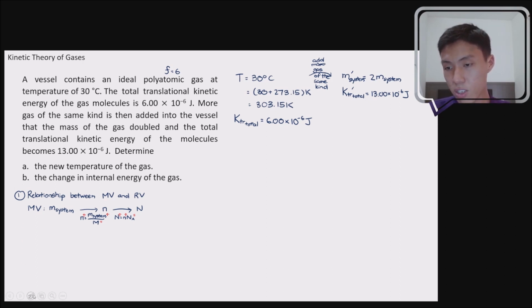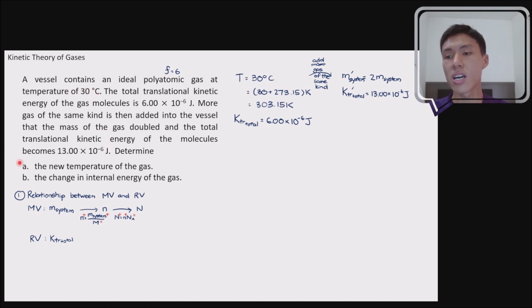But what is the responding variable? What do we observe? Well, we observe the translational kinetic energy changes from 6 times 10 to the power negative 6 joule to 13 times 10 to the power negative 6 joule. So what has changed is the KTR total. Okay, they didn't mention that you change the temperature. Previously it was at 30 degrees Celsius, but they didn't mention any change in temperature.